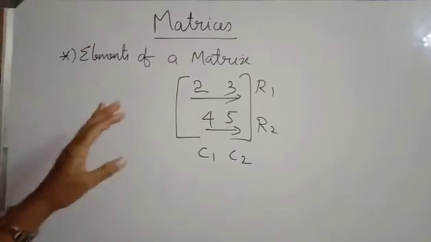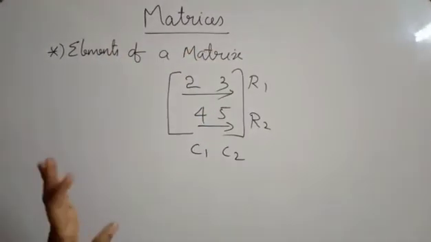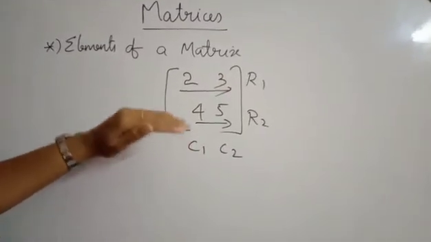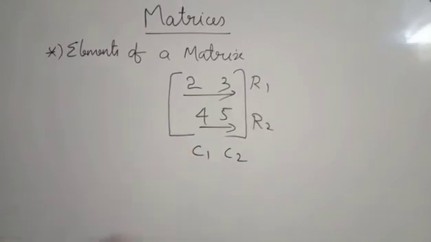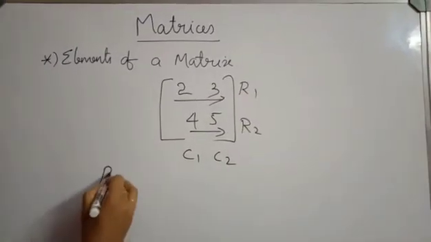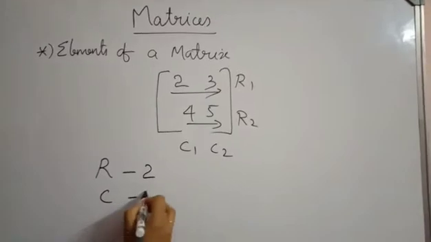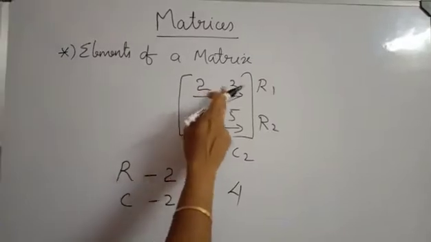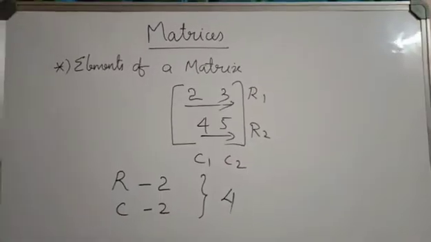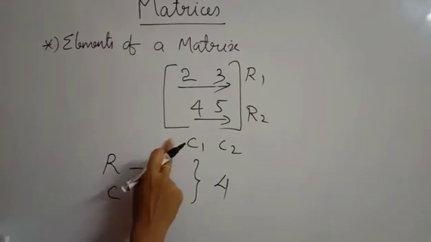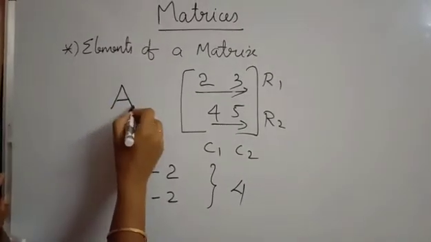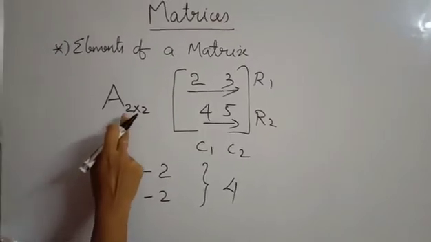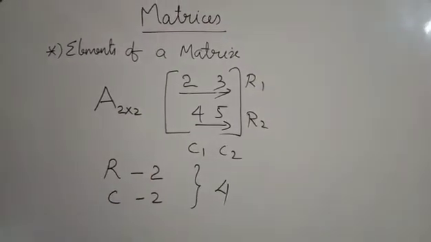How many elements will this particular matrix have? To find the total number of elements in a matrix, you need to multiply the number of rows into the number of columns. Here the number of rows is 2 and the number of columns is 2, so the total number of elements is 4. Look at that: 1, 2, 3, 4. There are 4 elements in that matrix. If we represent this matrix as matrix A, we can write it as A 2 by 2, since it has 2 rows and 2 columns. Multiplying the number of rows into the number of columns gives the total number of elements in it.